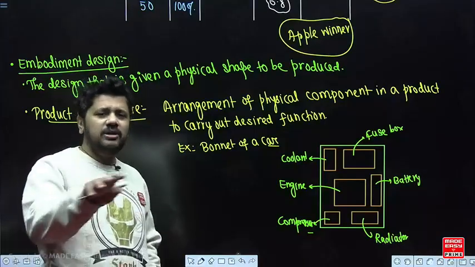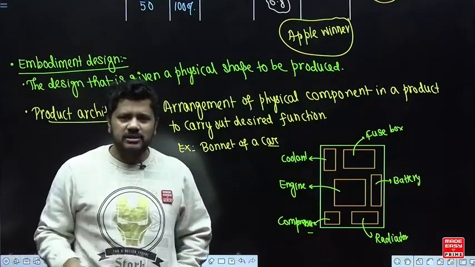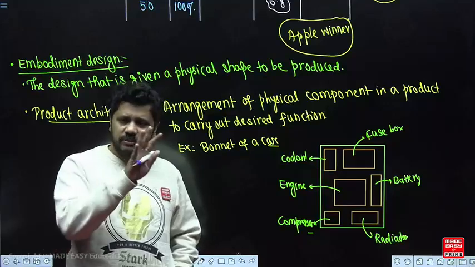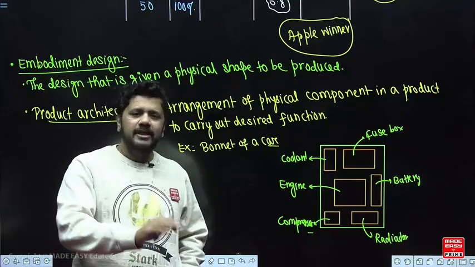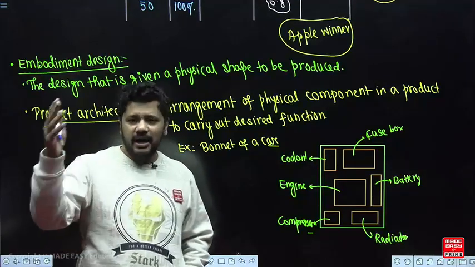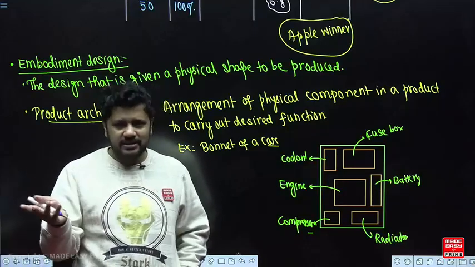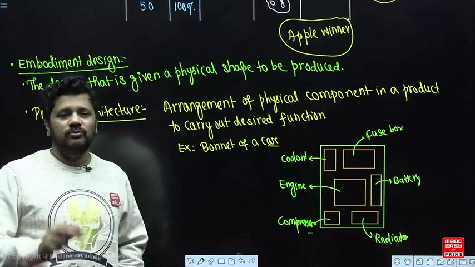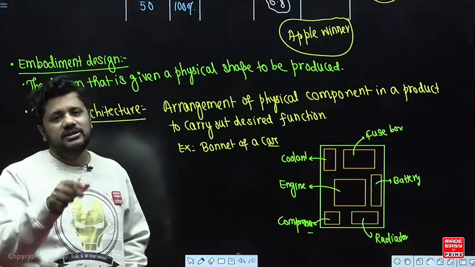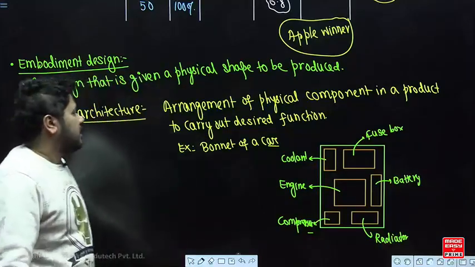For example, inside your house, suppose there is a bedroom. Inside a bedroom there will be one bed, one almirah, maybe some chairs or sofas. So where you are going to place what is called product architecture. I hope it is clear.